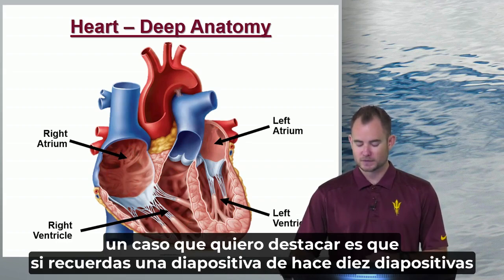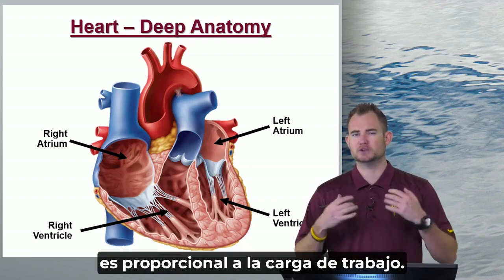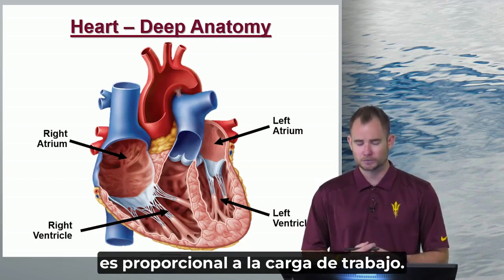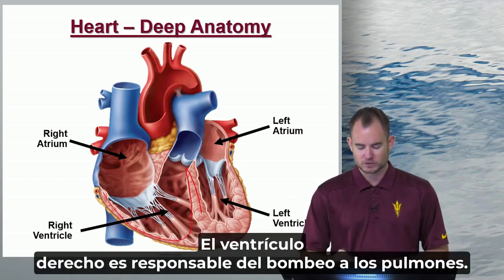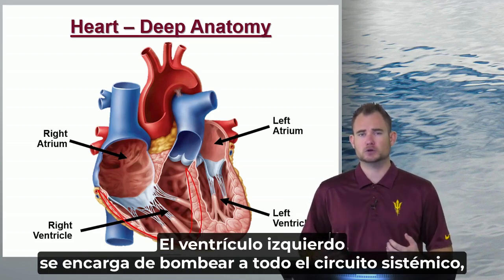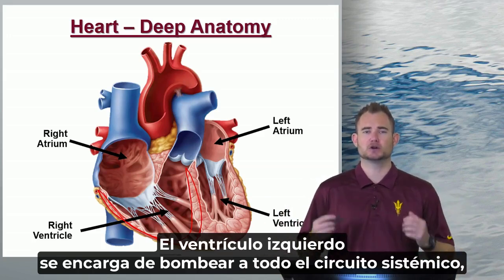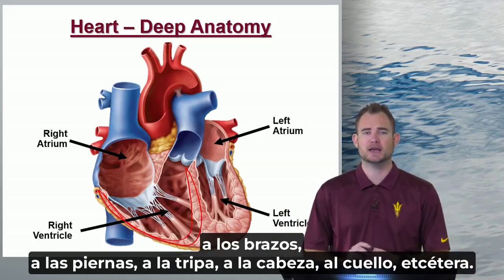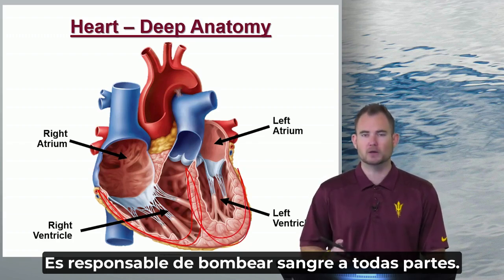Now, a case in point that I do want to make right now is that if you remember back to a slide about 10 slides ago where we talked about the myocardium and how I mentioned that thickness is proportional to workload, I want you guys to really think about this. The right ventricle is responsible for pumping to the lungs. The left ventricle is responsible for pumping to the entire systemic circuit, to the arms, to the legs, to the gut, to the head, to the neck, etc. It's responsible for pumping blood everywhere else.